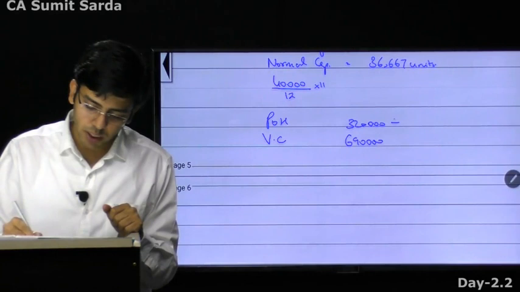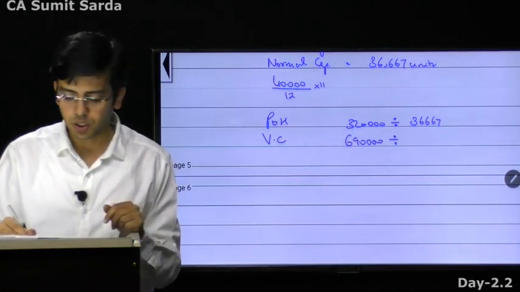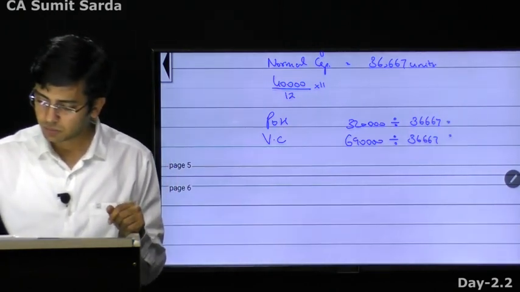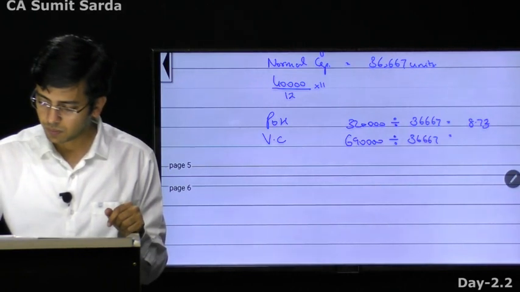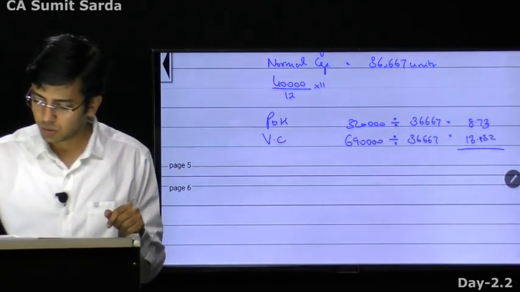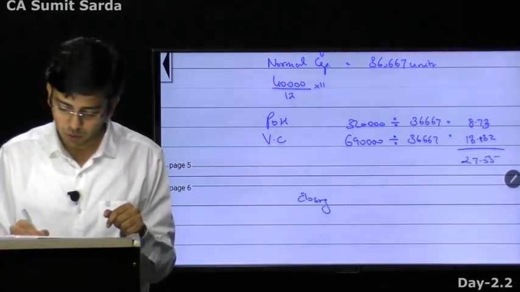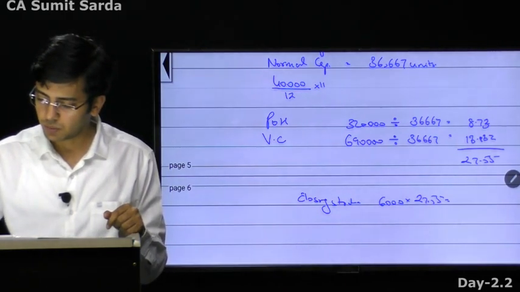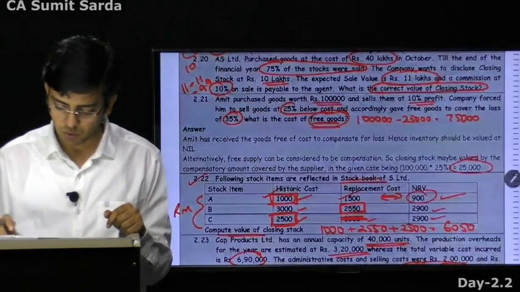6,000 units. Now production overhead, I need to divide by normal capacity, which is 36,667. Variable cost, I need to divide by actual production always. So which is 36,667. So this gives me, so I'll measure my inventory at 27.55. If I talk about the closing stock, it will be 6,000 units multiplied by 27.55, 165,300. This becomes my value of closing stock.